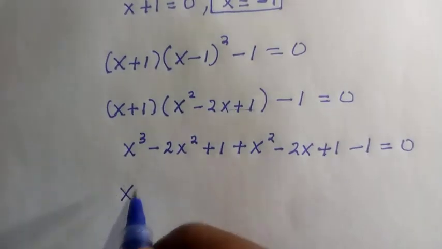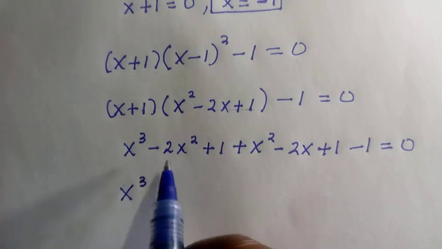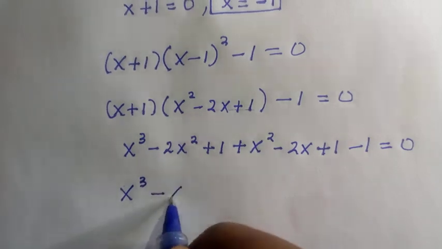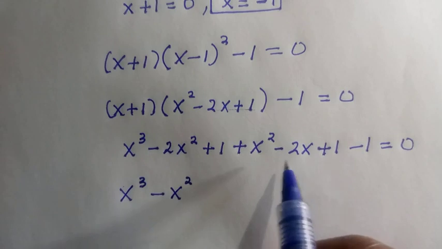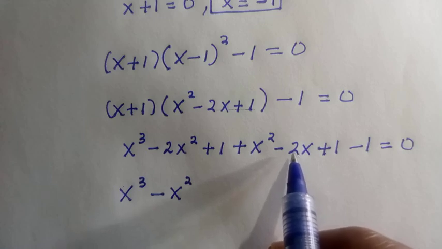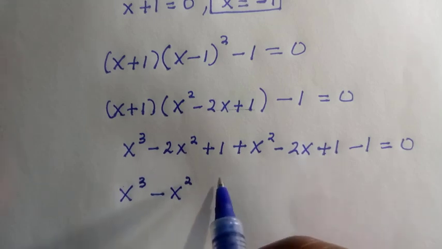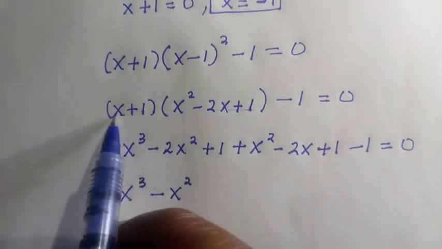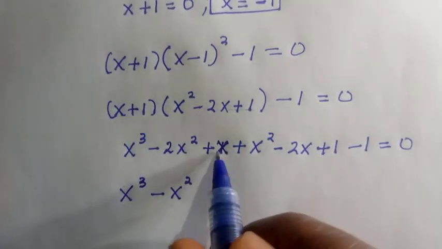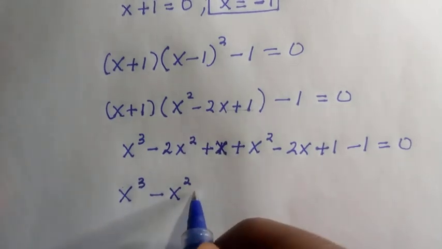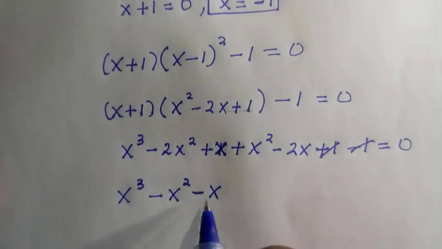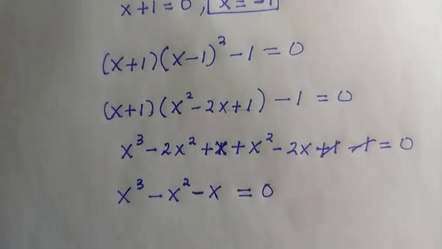And next we have x to the power 3, which is x cubed. Then here is minus 2x squared and here is plus x squared; we have it as minus x squared. Then we have minus 2x, so we write down minus 2x. Then here is x multiplied by 1, we get x. So plus x minus 2x gives us minus x. And also plus 1 minus 1 cancelled. So when it cancelled, everything equals 0.